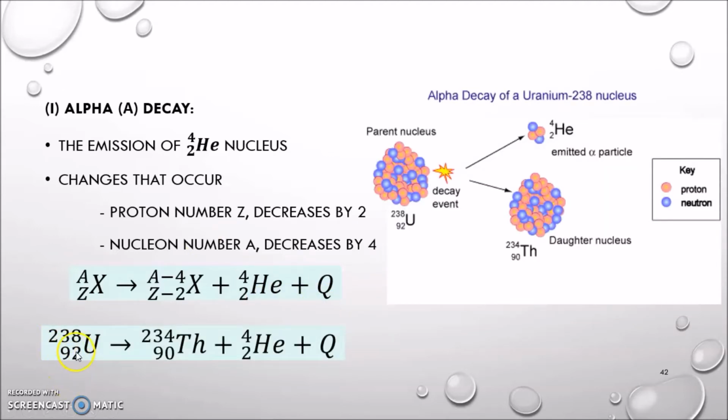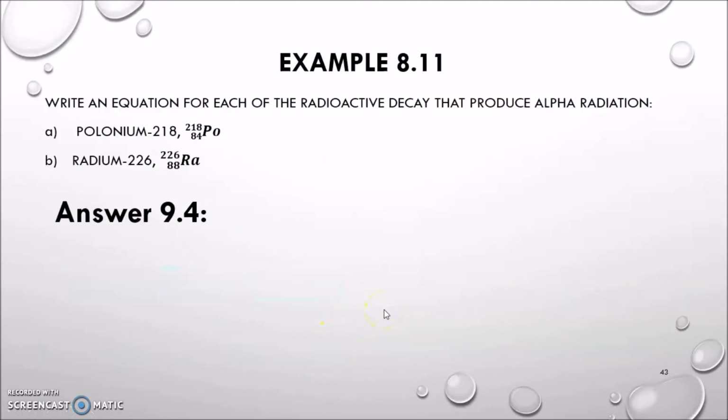Another example, let's use uranium. It will undergo alpha decay and produce a new element, alpha particle or helium, and also energy released during the process. We can call uranium as the parent nucleus, while the thorium as the daughter nucleus, helium as the alpha particle, and Q is the energy released.